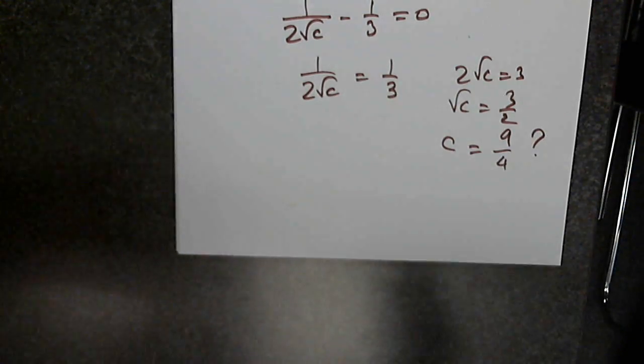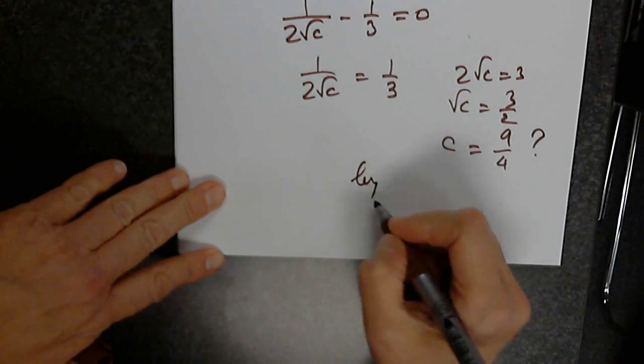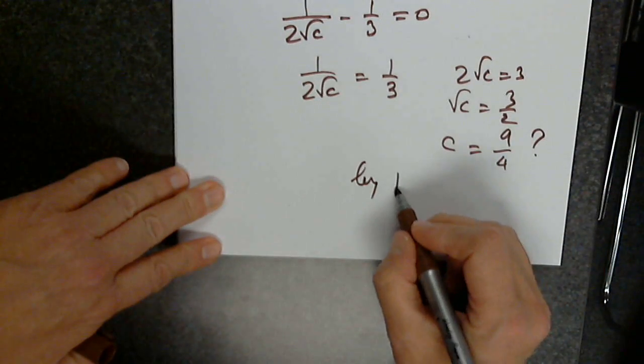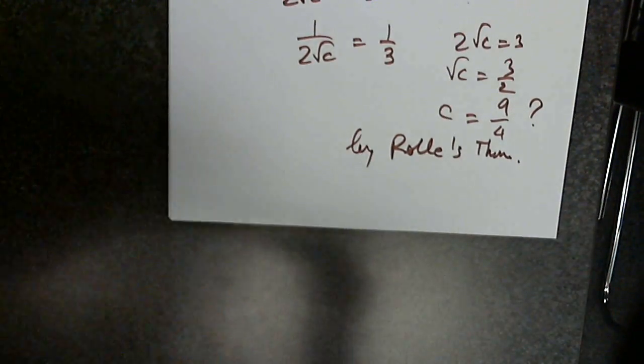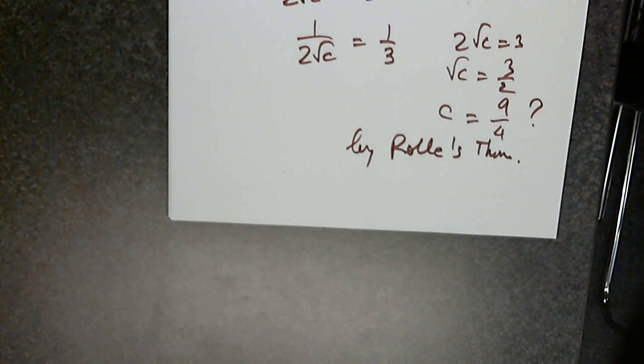So, and I should have written it here, by Rolle's theorem. It's guaranteed by Rolle's theorem because the following conditions are fulfilled: continuous, differentiable, f of 0 equals f of 9. The function must have at least one turning point. So there must be at least one c. I can have more than one, but at least one, for sure.